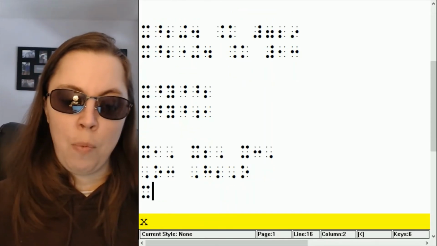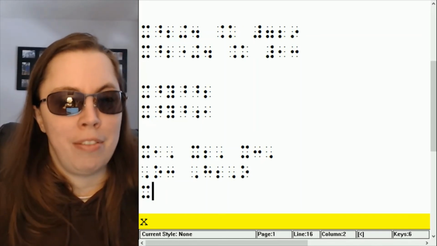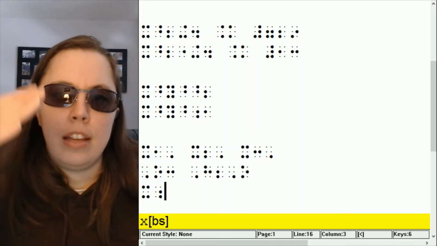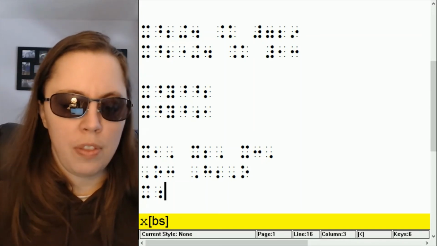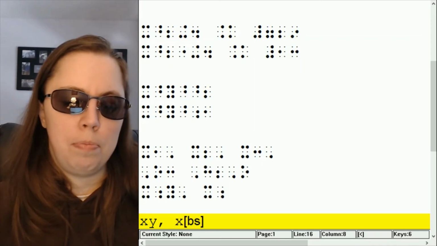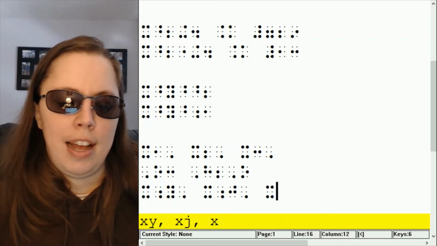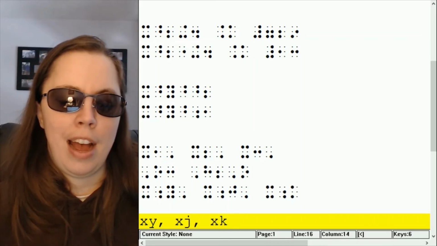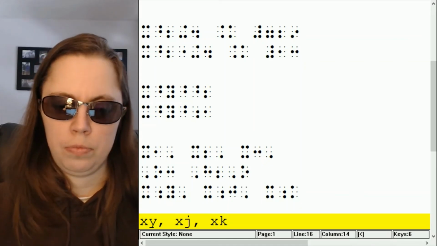If instead I wanted to write something more complicated than a number in the subscript of my variable, then I would need the go down to the subscript indicator, that dot 5, 6. Then I could do x sub y, I could do x sub j, I could do x sub k, and have a list of x's with subscripts.